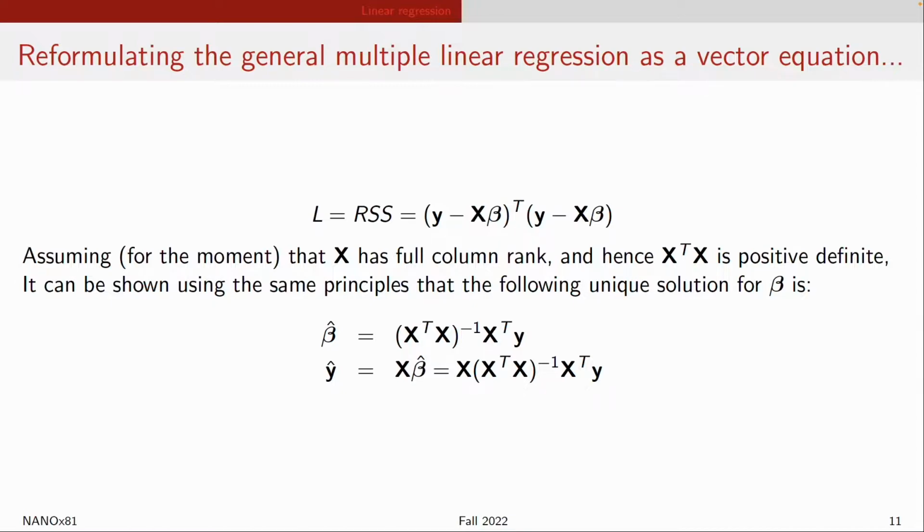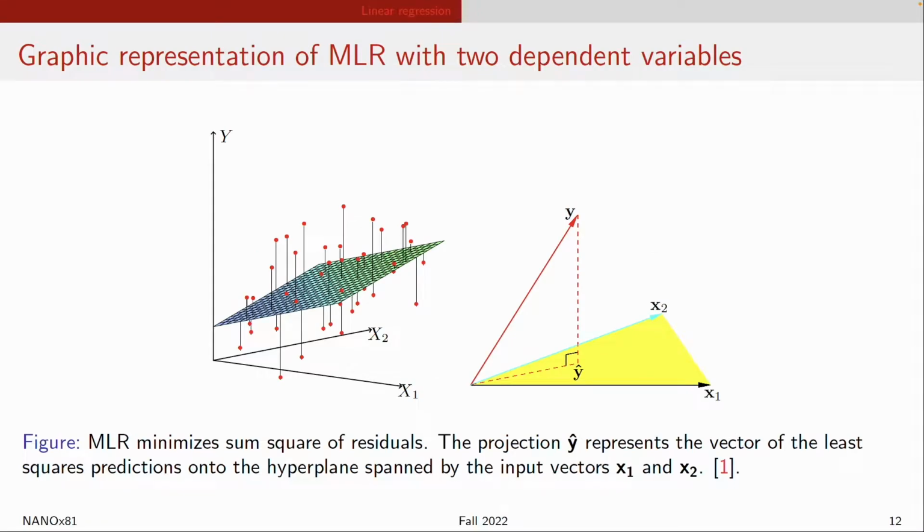X transpose x inverse times x transpose times y, okay, and your predicted y is then of course given by your predicted beta multiplied by x, okay. All right. Now, we can actually visualize this multiple linear regression as a graph.